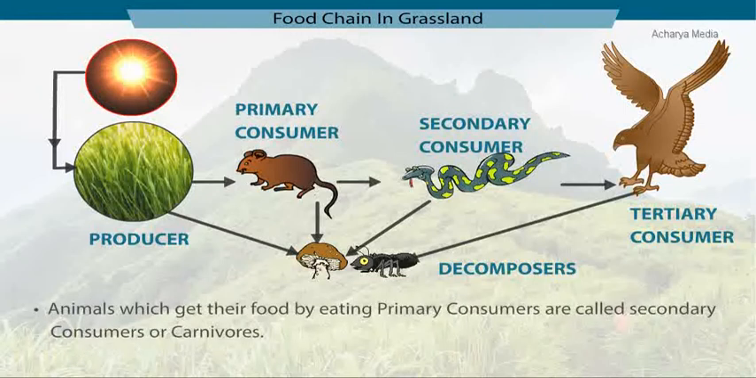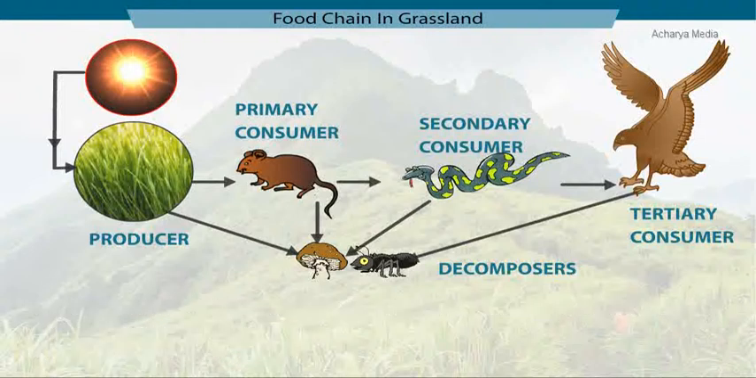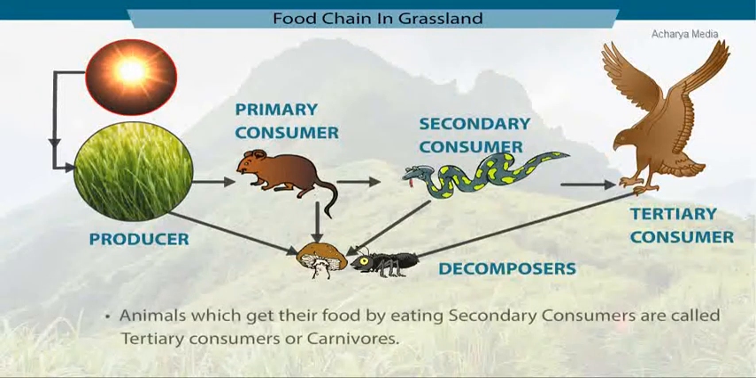Animals which get their food by eating primary consumers are called secondary consumers or carnivores. Snakes, wildcats, etc. are examples of secondary consumers. Animals which get their food by eating secondary consumers are called tertiary consumers or carnivores. Owls, peacocks, kites, etc. are examples of tertiary consumers.